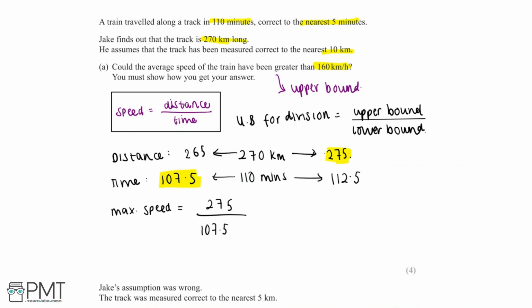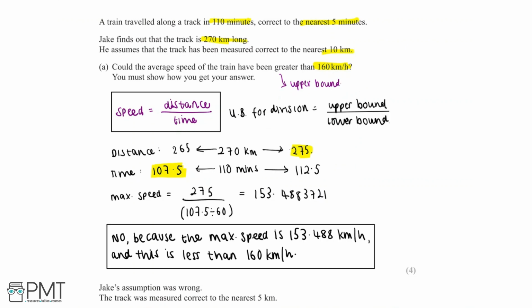Now to convert from minutes to hours, we divide by 60. So we'll do 275 all divided by 107.5 divided by 60 in our denominator. When we plug this value into our calculator, we get that the max speed is equal to 153.488371. Now we're asked whether or not the average speed of the train could have been greater than 160 km per hour. Since we found that the maximum speed is 153.5 km per hour, we know that the average speed of the train could not have been greater than 160 km per hour. And so we can write this down as a conclusive statement below.